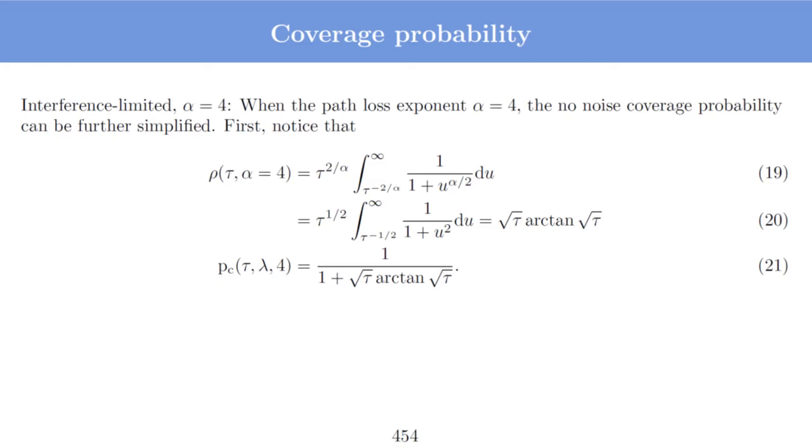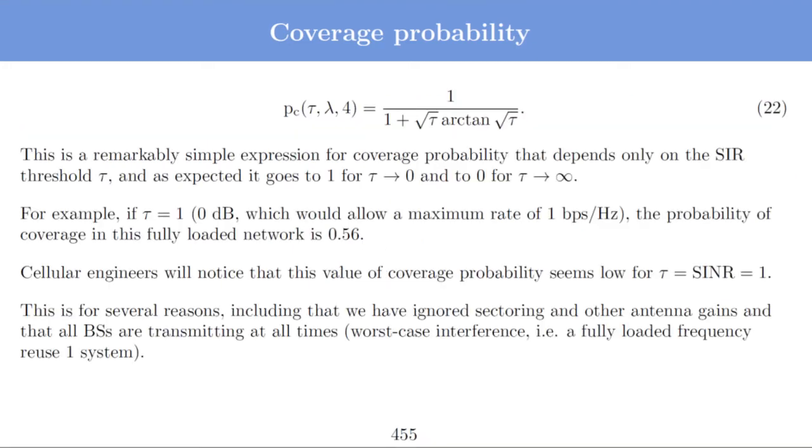Okay, so if you put back this expression, the probability coverage will become 1 upon 1 plus square root of tau into tan inverse of square root of tau. Now there is no integration in this term, and we can very easily compute this for any value of threshold, because tan inverse is a well-known function. Okay, this is a very simple expression.